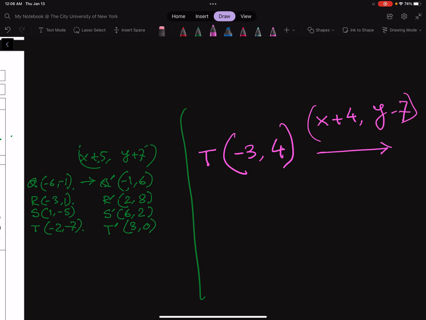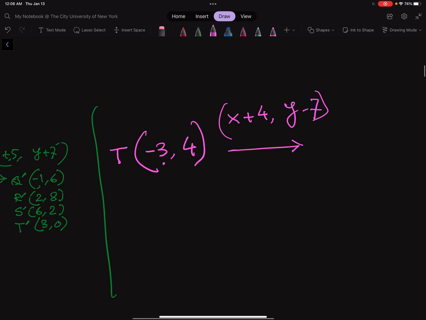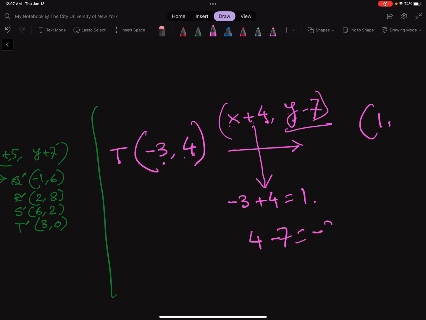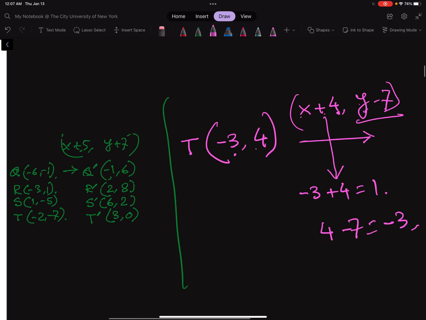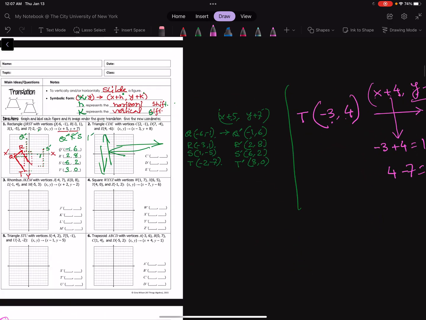So what's your responsibility? Your responsibility is to plug in the values over here, okay? Because it slides 4 towards the right. So what you do is -3 plus 4, what do you get? 1. So the new point's x coordinate becomes 1, and for the y coordinate, instead of y you plug in 4, and there is a -7. Once you do it, you get -3. So that's about translation.